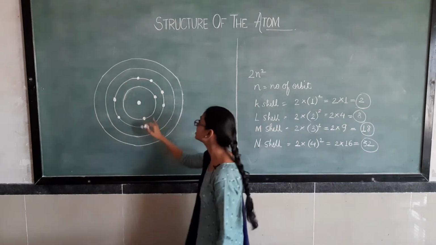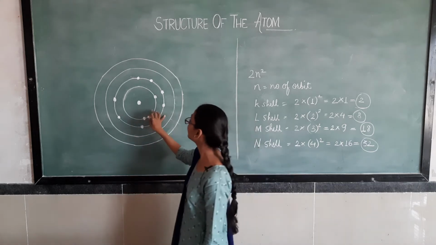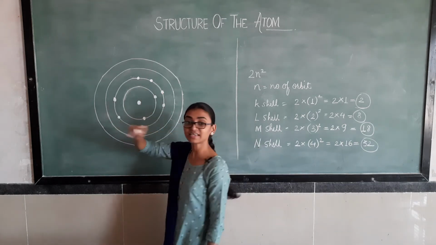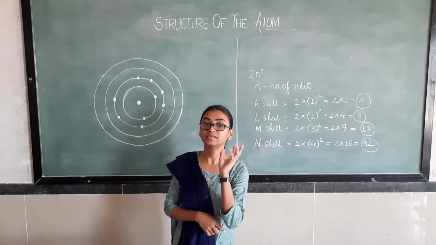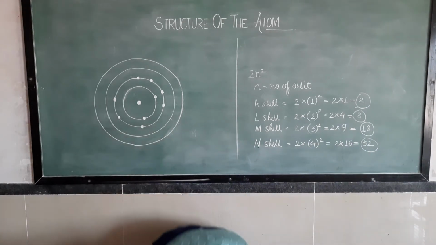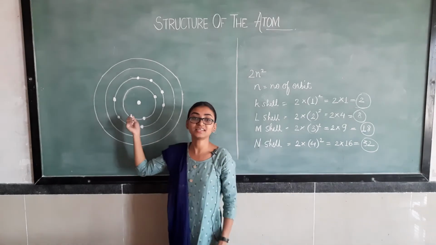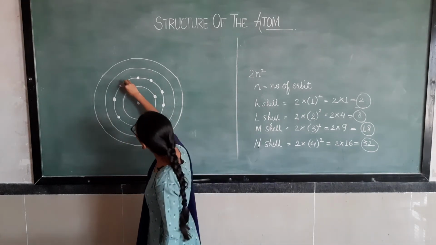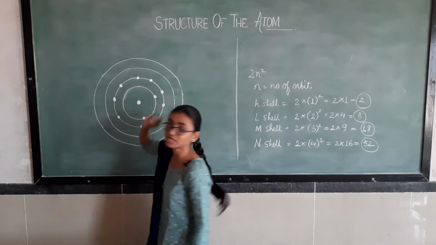Now here you can see how many electrons are filled in the L shell, 1, 2, 3, 4, 5, 6, 7. Seven electrons are there, and neon has 10 electrons in total. So we can conclude that 2 electrons are present in the K shell, and the last electrons will be accommodated in its L shell.